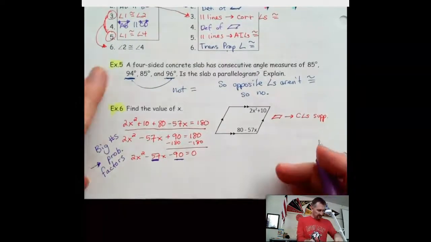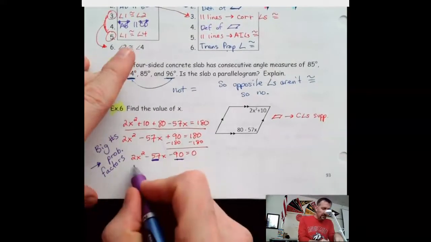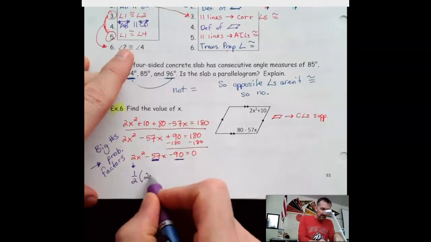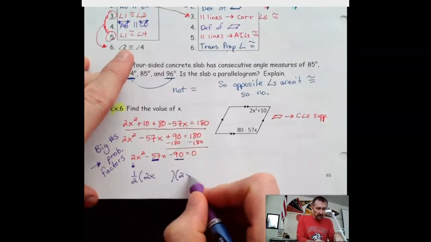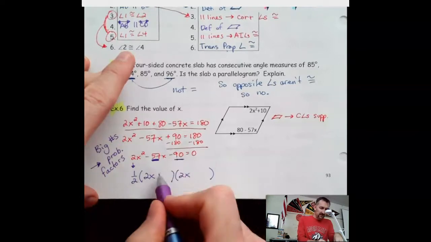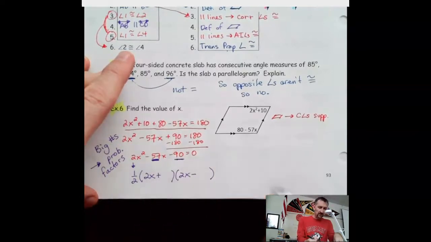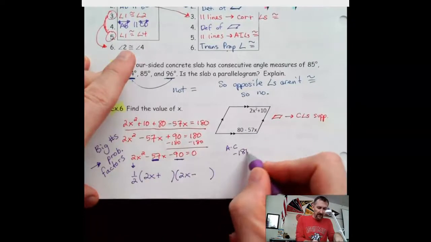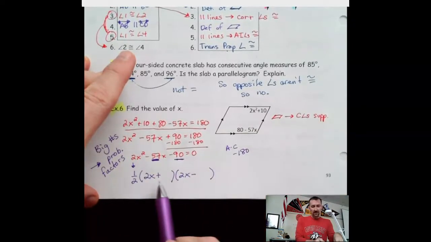So if that factors, the way we factor, that's going to be 1/2, and then we write 2x and 2x. If you think about it, if you multiply that out, you get 4x squared, and then you take half that, you get 2x squared, so that's fine. Now, this is negative. That means one of these needs to be positive, and one of them needs to be negative. Then you're supposed to take a times c, so that would be negative 180. And you should be thinking about, because these are opposite, you need to subtract the factors to give 57.